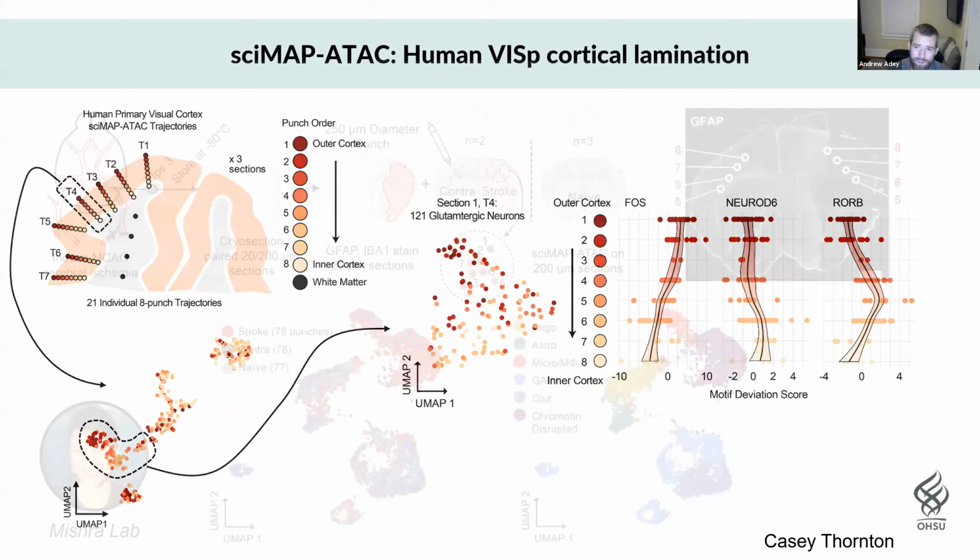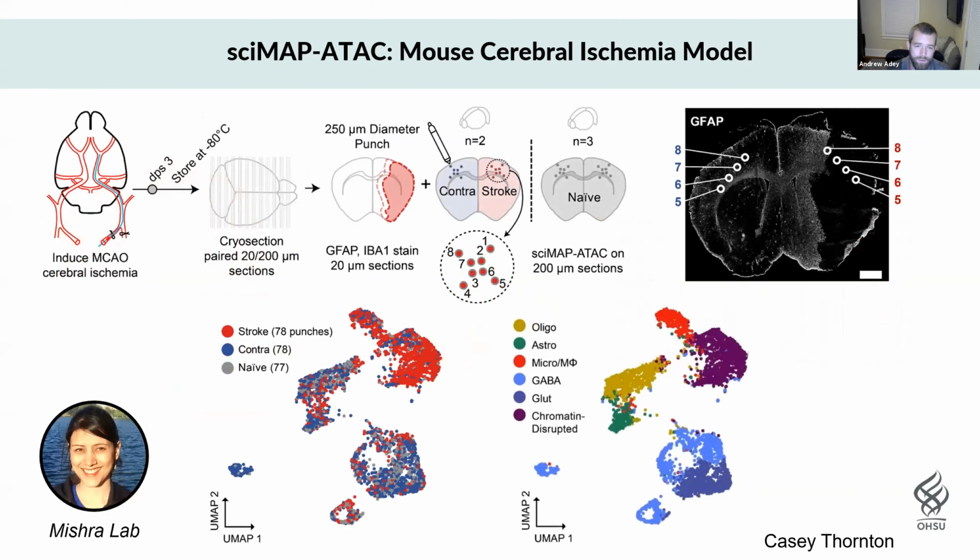We also applied this to a mouse model of cerebral ischemia. I'm not going to go into detail on this because it's published, but it was pretty cool. We were able to do this plus pattern that captured the gradient around the injury site, and we identified a variety of different factors. Most of them have already been known to be associated with stroke, as well as some novel factors associated with the penumbra around the infarct zone.